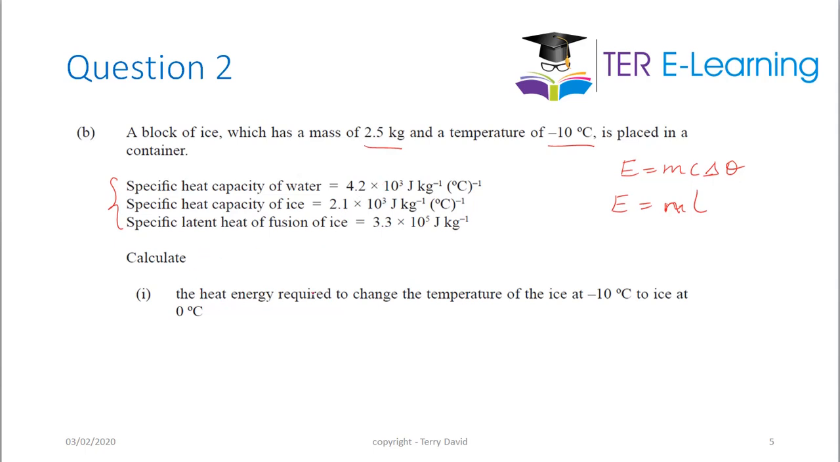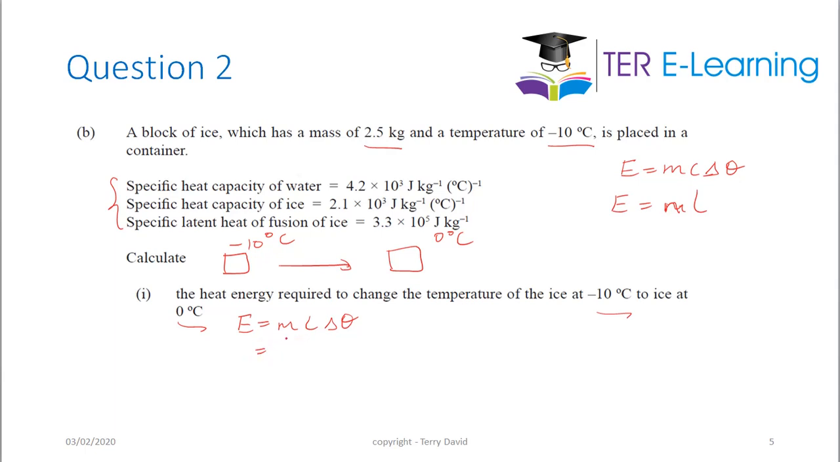So the first part, they want us to calculate the energy required to change the temperature of ice at minus 10, so all we're doing here is increasing the temperature of the ice. So we have ice at minus 10 degrees Celsius, and we're converting that into ice at 0 degrees Celsius, right? So we have not undergone a change in state. So we must use the formula E equals mc delta theta, right?